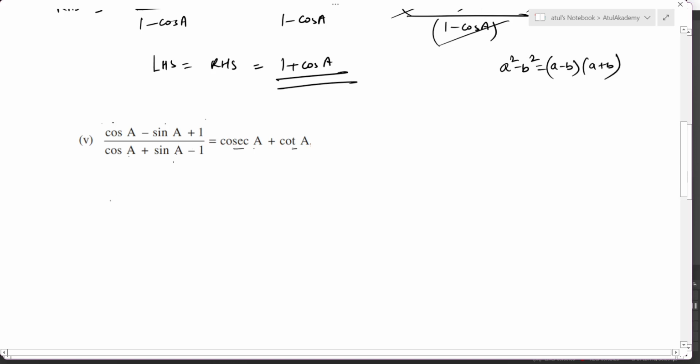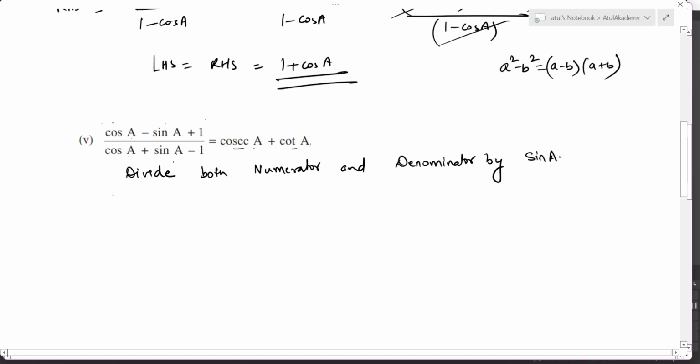So what I will do is I'll divide both the numerator and the denominator by sine. I'll do by sine only. If I do cos, I will get tan and secant. So no, I want cosecant and cot, so I'll do by sine A.